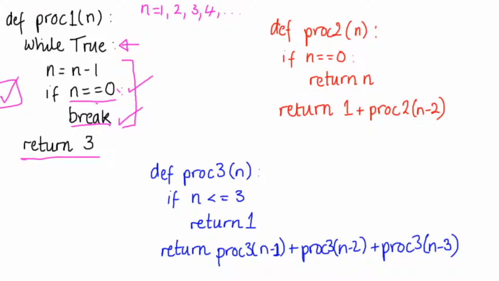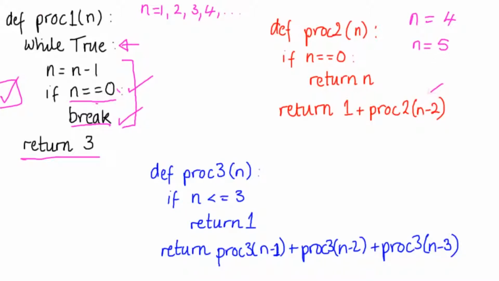For procedure 2, we can give an example when n equals 4. Let's see what happens. Is n equal to 0? No, it's not. So we return 1 plus the procedure 4 minus 2, which is 2. So then we look to see if we put 2 in here for n, then no, n isn't 0. We return 1 plus the procedure of 2 minus 2, which is 0, and call it again with 0. N is 0, so it returns 0. So that works okay.